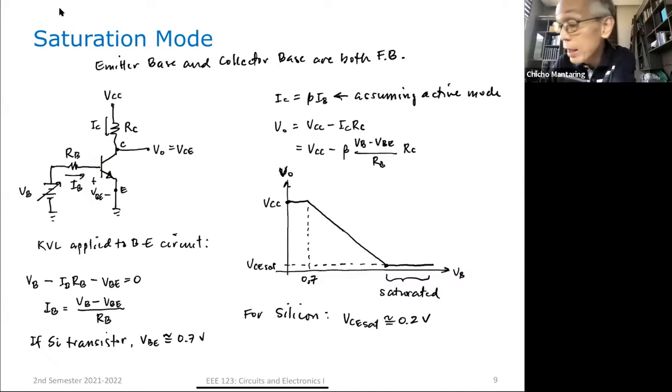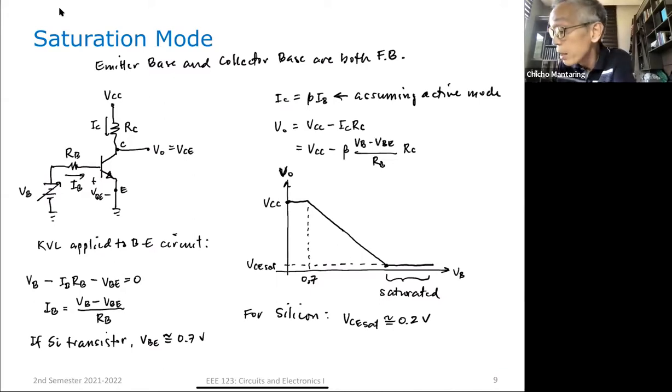And when does that happen? That happens when the collector to emitter voltage now becomes approximately equal to, for silicon, 0.2 volts. And further increasing I sub B by increasing VB will not cause your output to go down any further. And that's what we call saturation.